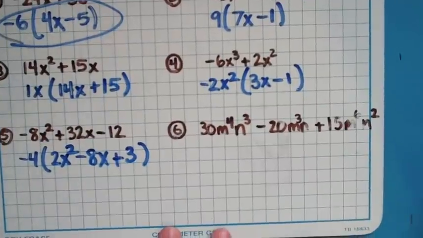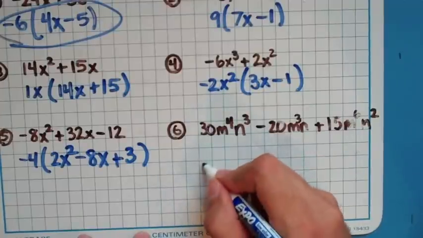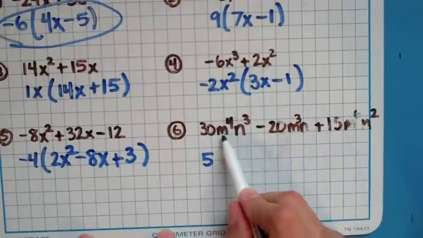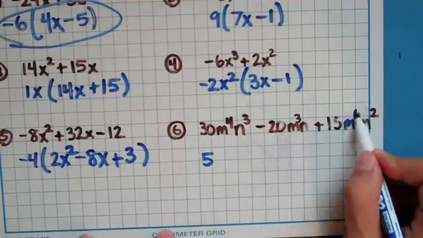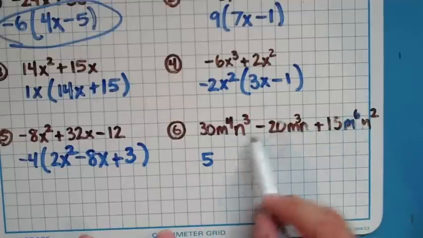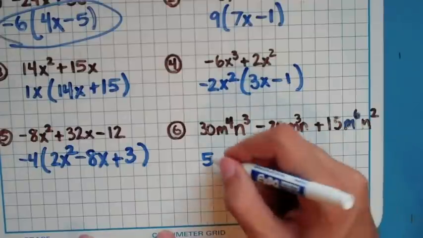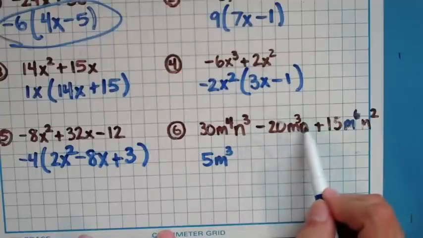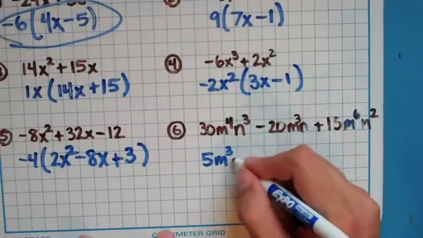Final problem of the video. Taking my number first, I have a 5 that goes into all of these. With my m's, I have 4 m's over here, 3 over here, and this one kind of faded, but that should be a 6 over there. 3 of them are all I can take out. I can't take any more than that because this guy wouldn't have enough. So I'm going to take 3 of my m's out. And I have 3 n's, 1 n, 2 n's. I can only take out 1, smallest one right there.